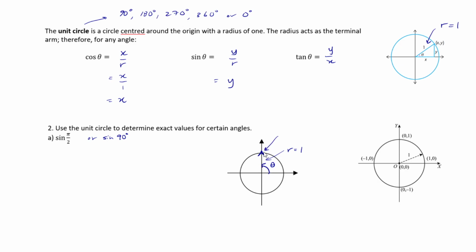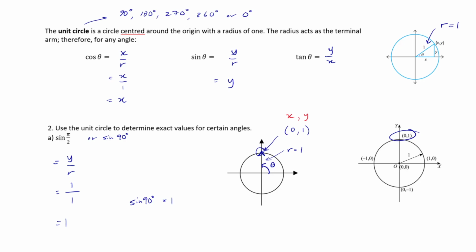At this point right here, we have the coordinates 0, 1. So the x value there is 0, that makes sense, and the y value there is 1. So the sine of pi over 2, or sine of 90 degrees, is equal to just y over r, again, y being 1, r being 1, because the radius of the unit circle is always 1. So sine pi over 2 is equal to 1, and we can write that. So sine 90 degrees is equal to 1.